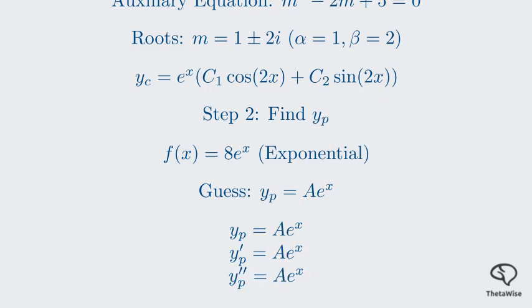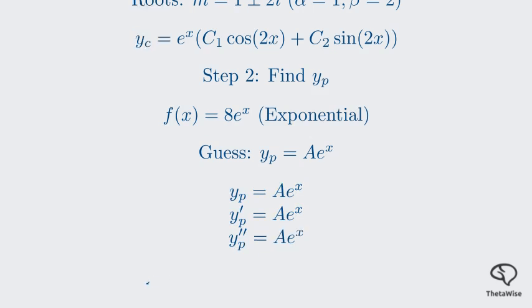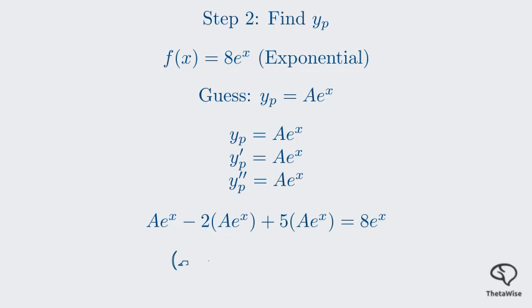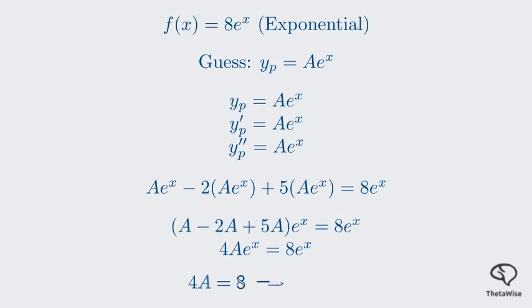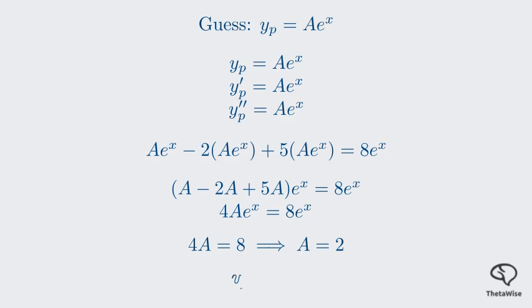Substitute these back into the original non-homogeneous equation. We have Ae to the x minus 2 times Ae to the x plus 5 times Ae to the x. This must equal the right-hand side, 8e to the x. Combining the terms on the left gives us (A minus 2A plus 5A)e to the x equals 4Ae to the x. This must equal 8e to the x. Equating coefficients, we can see that 4A must be equal to 8. Solving for A, we get A equals 2. Plugging this back into our guess, the particular solution is y_p equals 2e to the x.